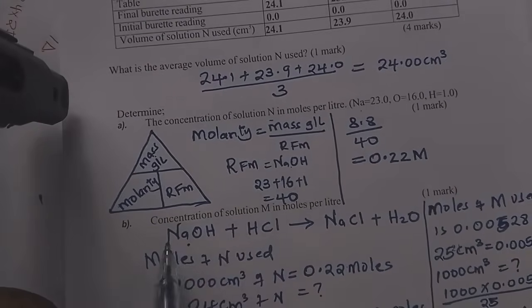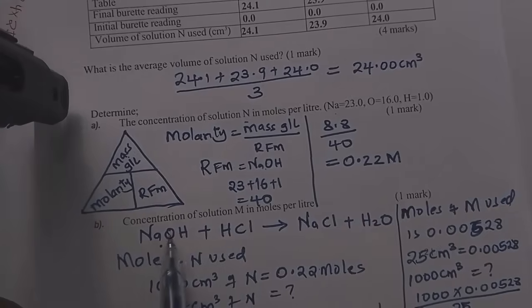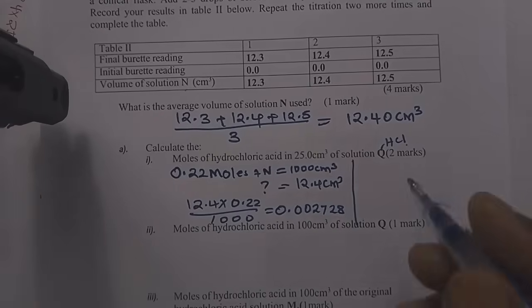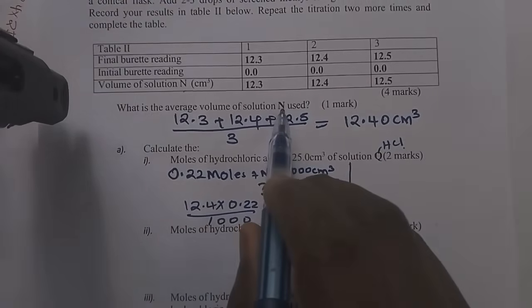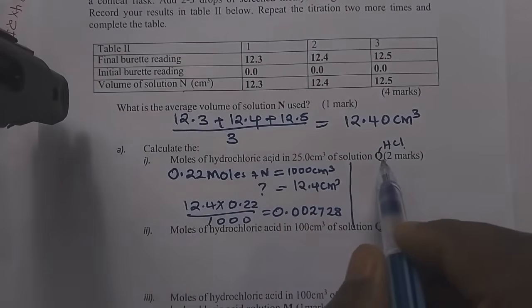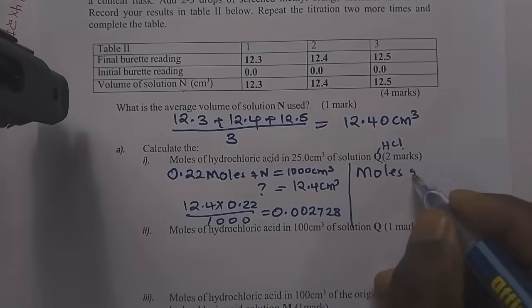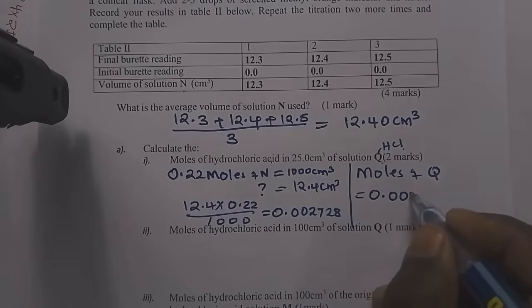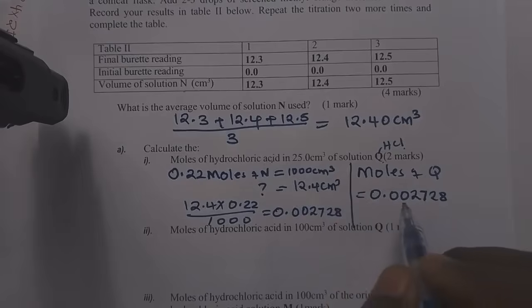The equation remains the same because it does not change. This is the equation, meaning the mole ratio is 1 to 1. Since the mole ratio is 1 to 1, it means moles of sodium hydroxide solution N that reacted with Q will be equal to the number of moles of Q in 25. Therefore, moles of Q is equal to 0.002728. Why? The mole ratio is 1 to 1.